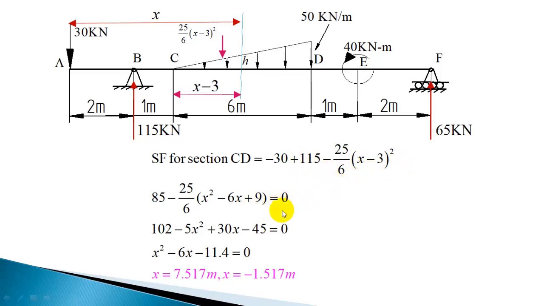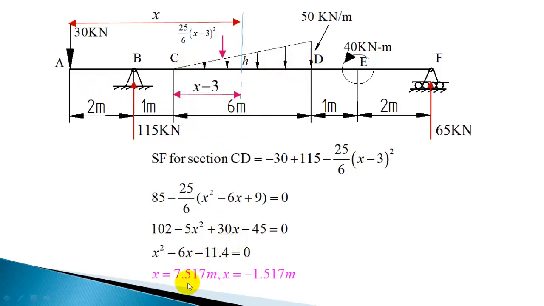I equated this to 0 and reduced this equation. You get x square minus 6x minus 11.4 is equal to 0. Now solving this, you get two values of x. x is 7.517 meter and another negative value, minus 1.517 meter. The negative value is not relevant here, so you can select 7.517, which is lying in the section CD.